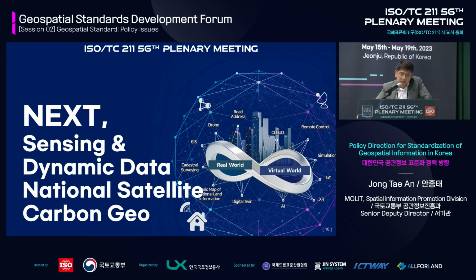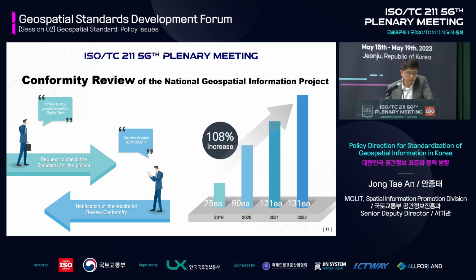Going forward, MOLIT plans to expand from static data like building data and transportation data, and we want to devise a standard for dynamic data that is collected through sensors. And through data convergence, we are working across domains. We're working with the Ministry of Science and ICT. We're also working with the Ministry of Environment for different standards in satellites and also carbon emission.